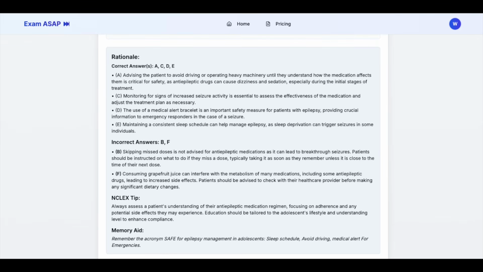Patients should be instructed on what to do if they miss a dose, typically taking it as soon as they remember unless it is close to the time of their next dose. F. Consuming grapefruit juice can interfere with the metabolism of many medications, including some anti-epileptic drugs, leading to increased side effects. Patients should be advised to check with their healthcare provider before making any significant dietary changes.